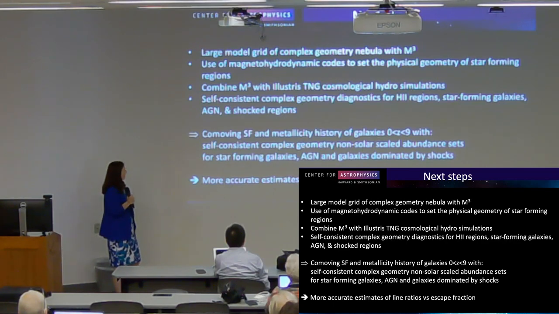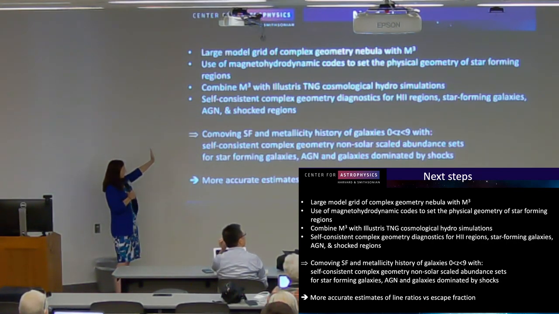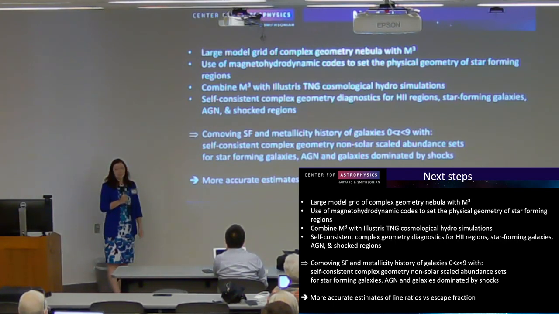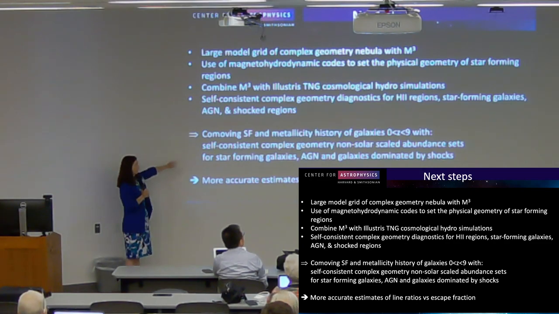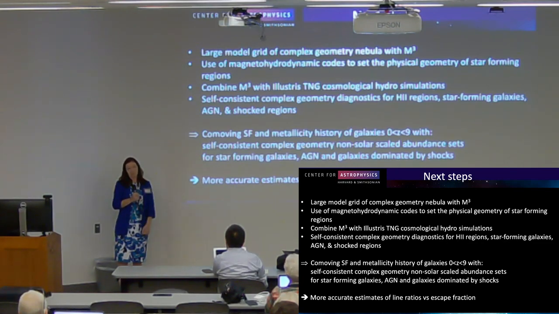Then we want to combine the MAPPINGS 3 code with IllustrisTNG cosmological simulations. So we're now at the CfA, working with Lars Hernquist and his group with the IllustrisTNG simulations. And then with our new self-consistent complex geometry diagnostics, we plan on measuring the cosmic star formation and metallicity history of galaxies using consistent diagnostics across the full wavelength range from the UV through to the far infrared.